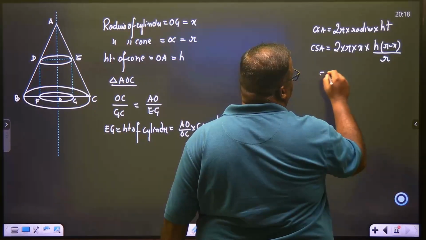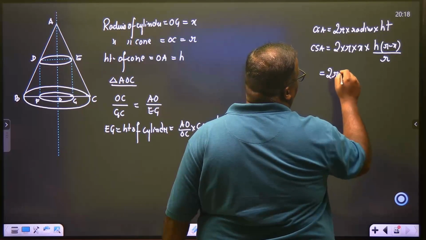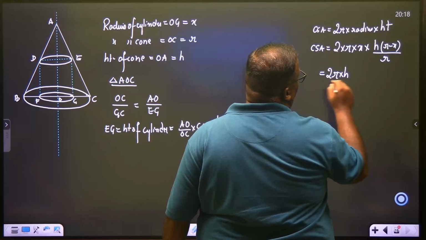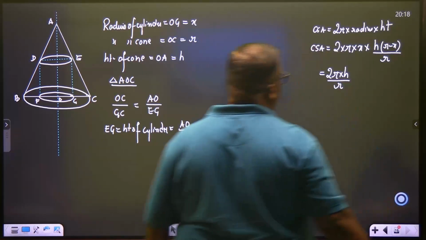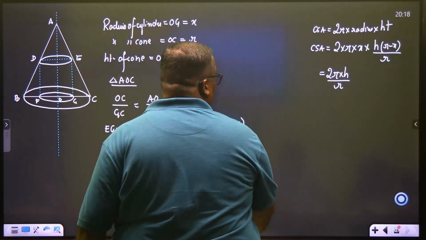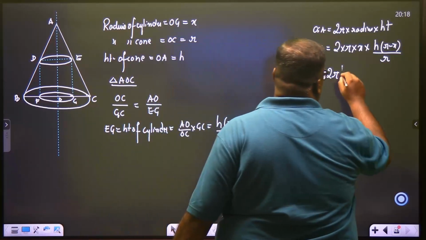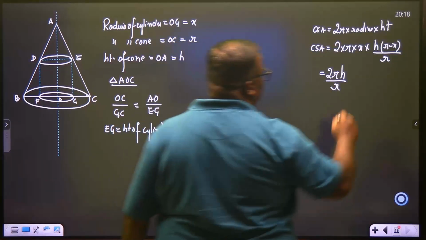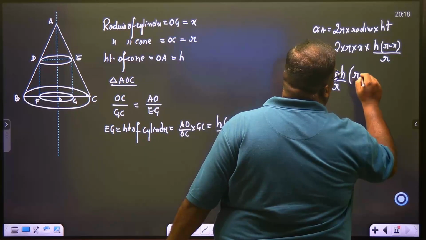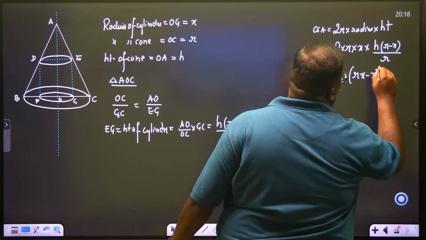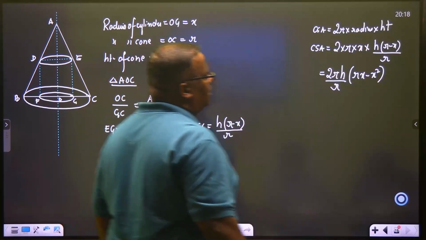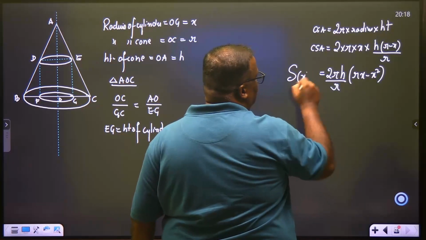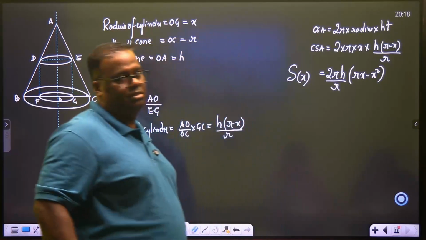We can write this as 2 times pi times H divided by R, and then you have Rx minus x square. This is the surface area of that particular cylinder.